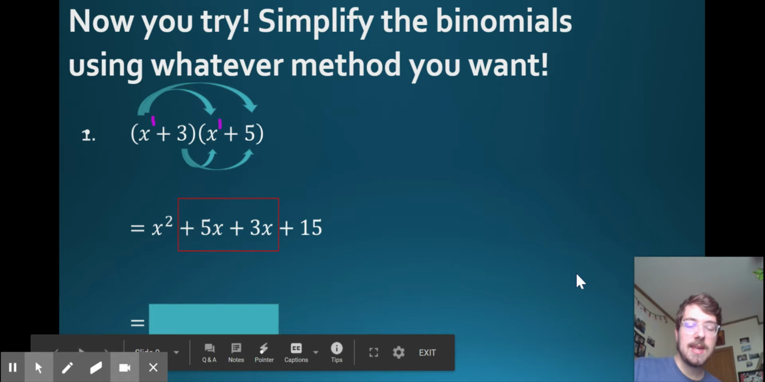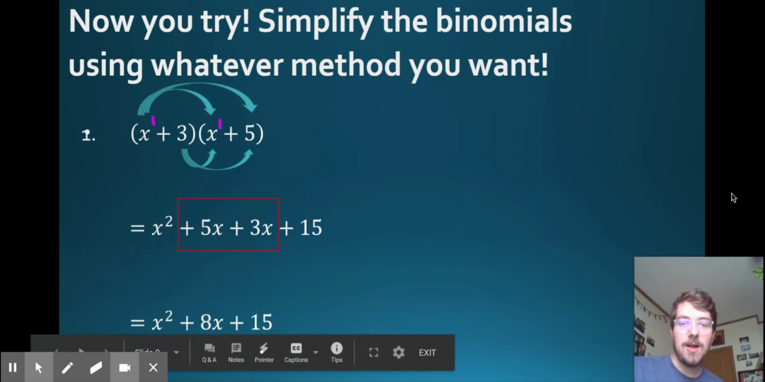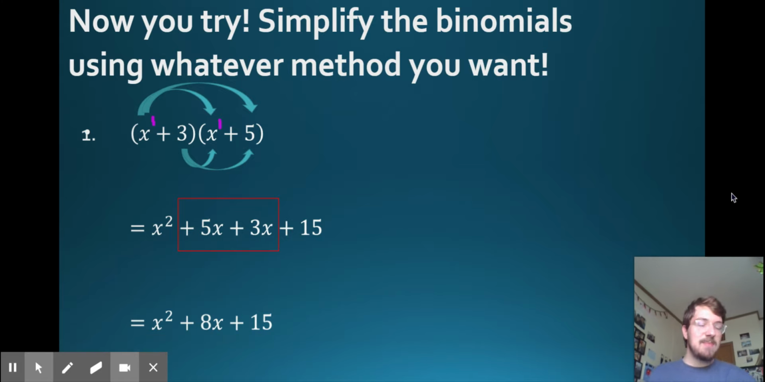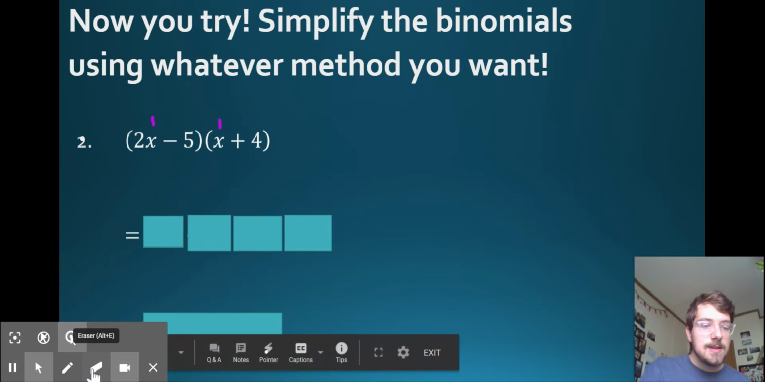But of course, I've got to combine my like terms in the middle. So positive 5x plus 3x, I should have 8x in the middle. Keep my x to the 2, my plus 15 on the sides. So you'll have a nice easy one like that, maybe 2. Those aren't too bad. Let's try another one.